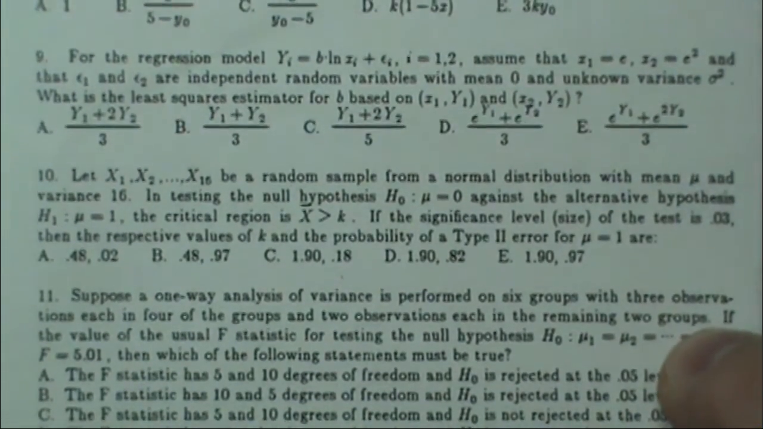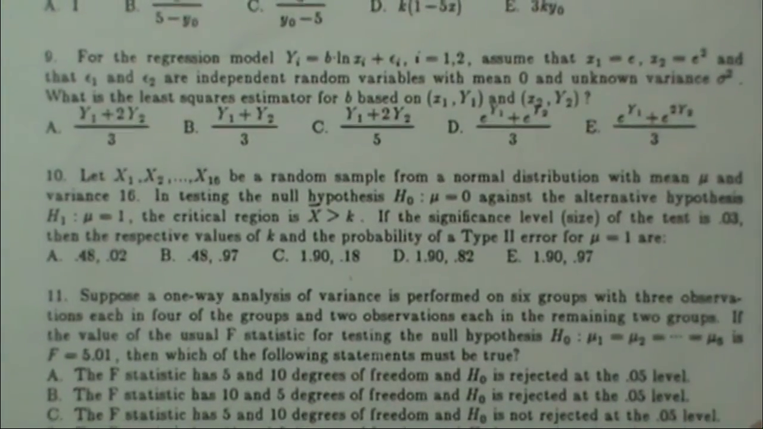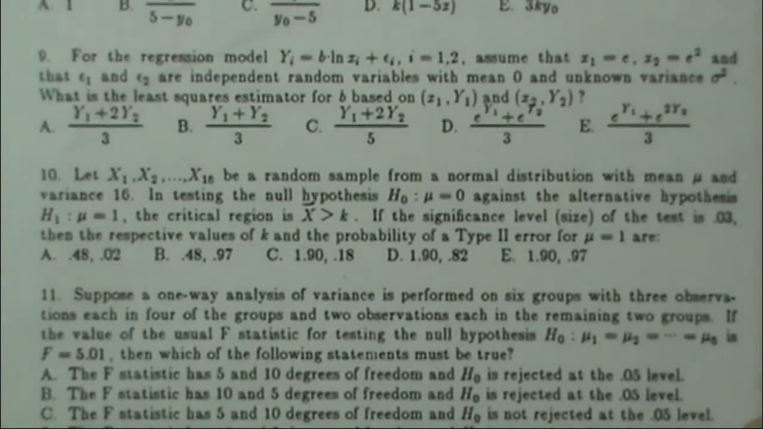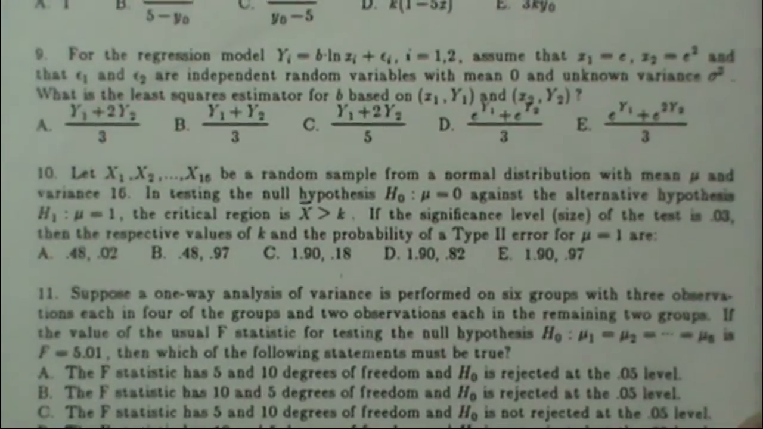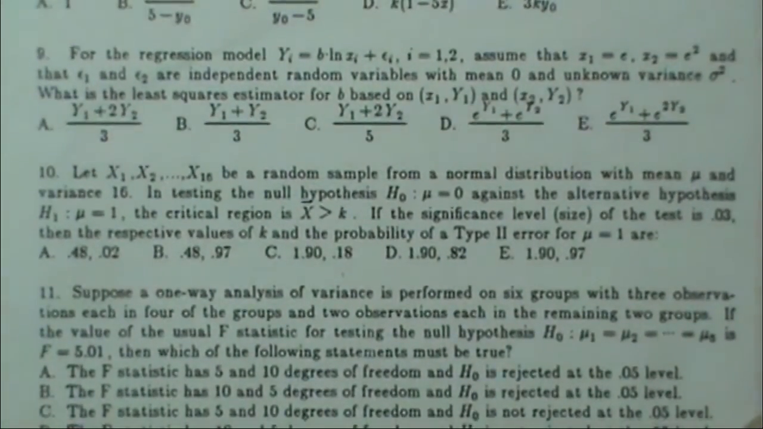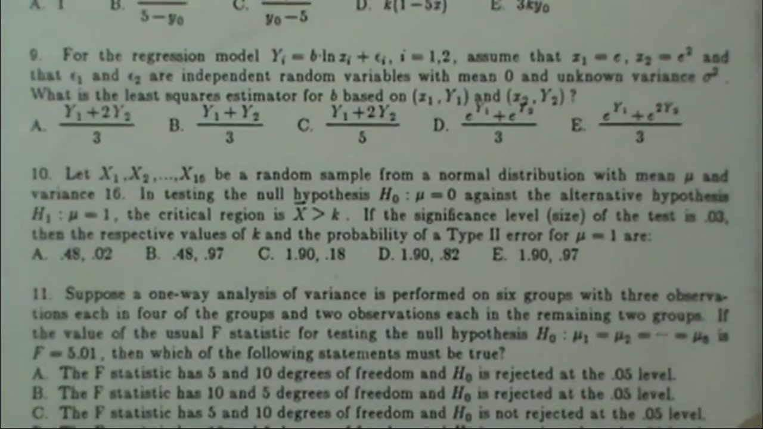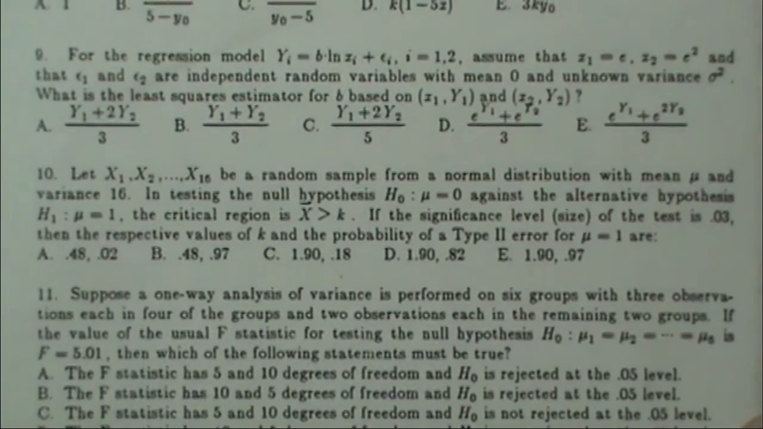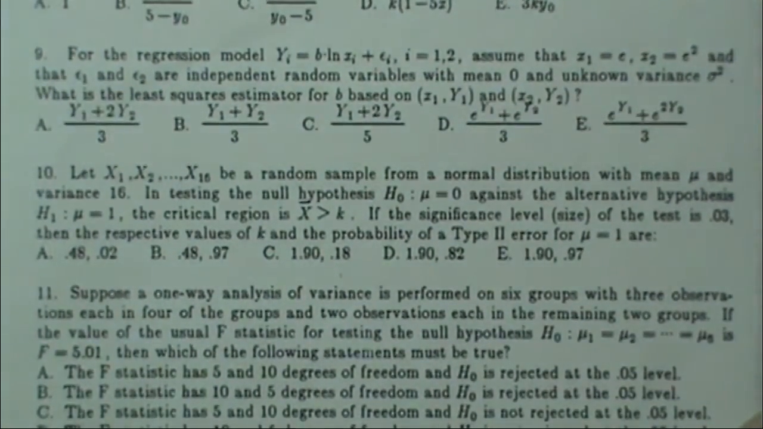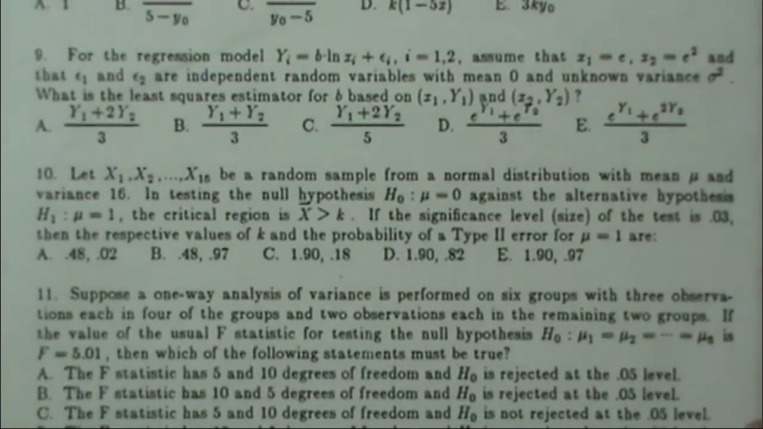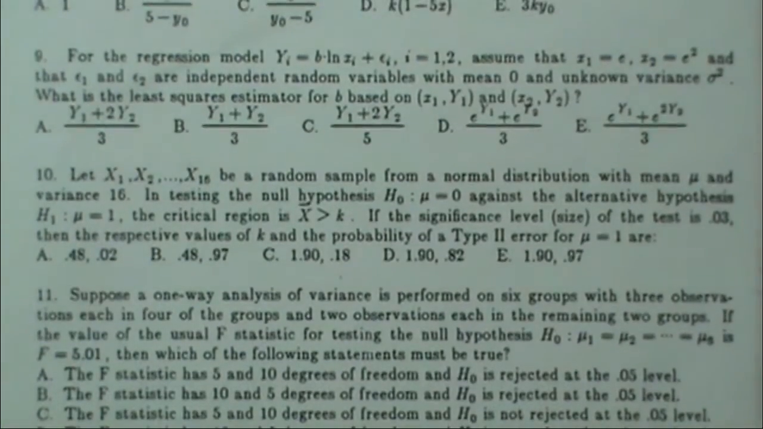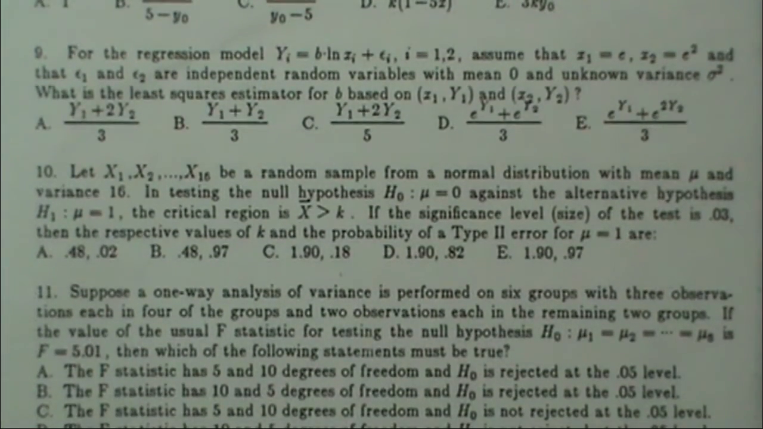Sample exam 6, question 10. Let x1 through x16 be a random sample from a normal distribution with mean mu and variance 16, and testing the null hypothesis that the mean is 0 against the alternative hypothesis that the mean is 1. The critical region is x bar greater than k. If the significance level of the test is 0.03, then the respective values of k and the probability of a type 2 error for mu equal 1 are.